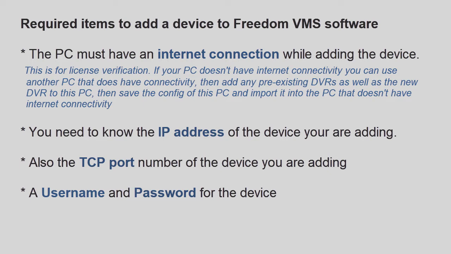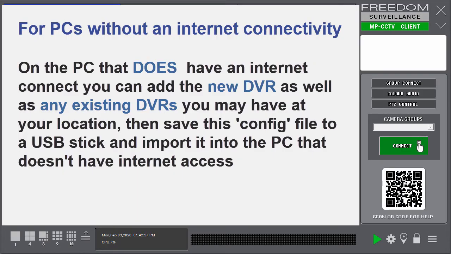Now while you're adding the device to the client you do need to have an internet connection. The reason for this is it checks the license that your device is a licensed product. Now if you don't have internet connection on a particular PC for whatever reason, another method to do this is to add the device on another PC that does have internet connection, and if you've got any other existing devices on your site you also need to add those as well as any new recorders or new devices. And then you can save that configuration file and import it into the one that doesn't have internet access.